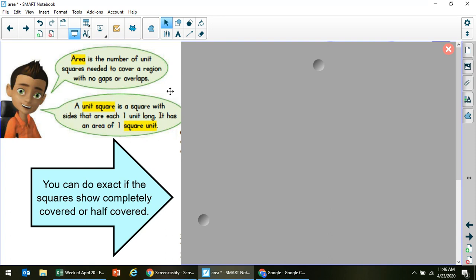Now, remember, unit square is what we use to measure area. A lot of times we might measure in inches, so it might be 1 square inch. But if there's something that's not labeled there, then we measure it by 1 square unit. And it's a square with sides that are each 1 unit long, and it has an area of 1 square unit. There's 2 different ways that you can measure area.